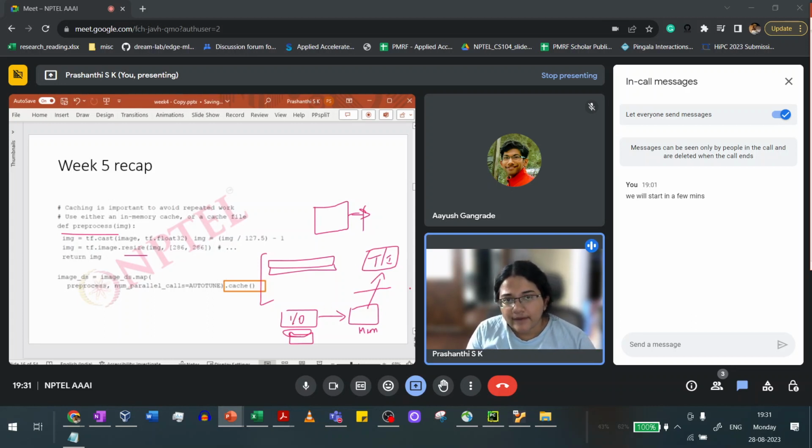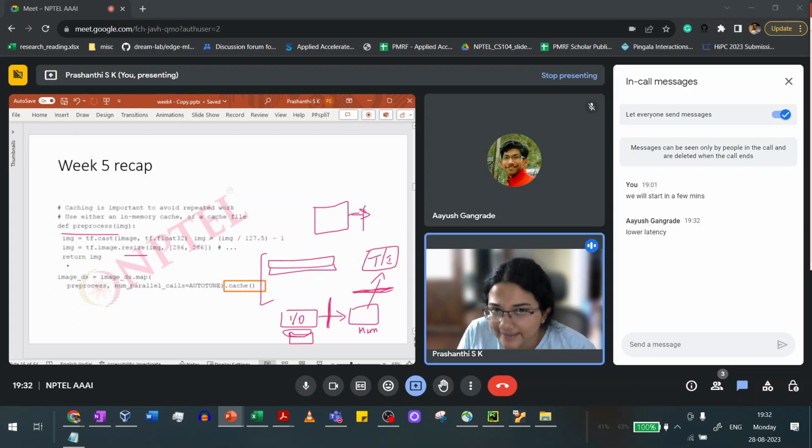Now here's a question: why would you choose to cache here, after the pre-processing step, rather than right after you fetch it? Any answers to this? Just curious. It's all right if you don't know, but if you can think of the answer, that would be interesting. Lower latency.